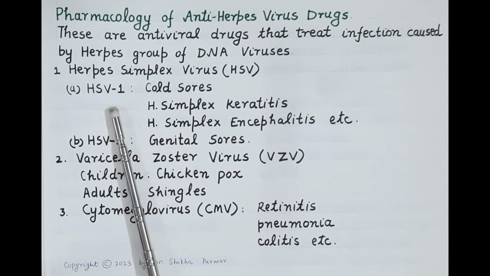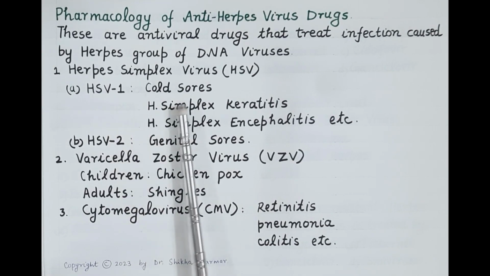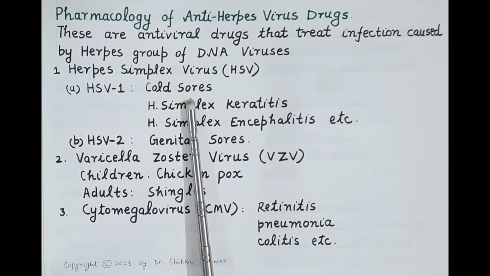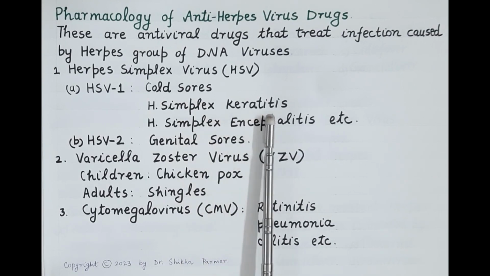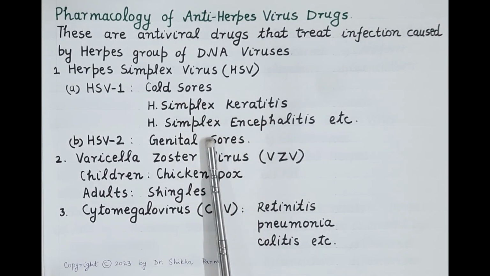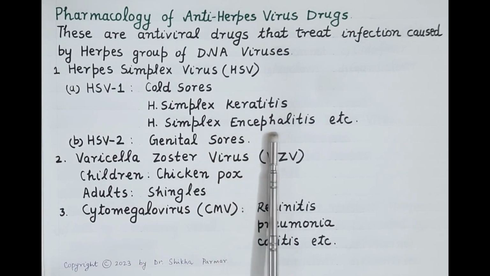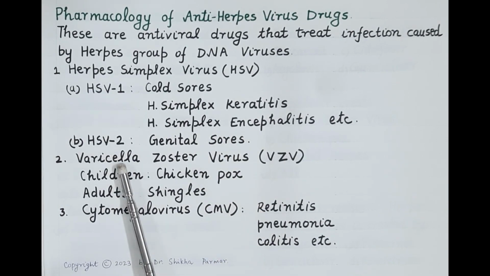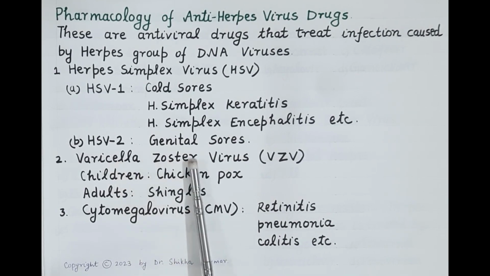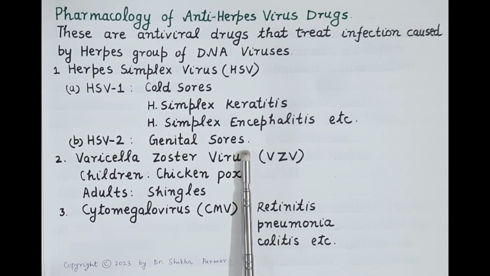Now HSV-1 is also called as oral herpes and it produces infections like cold sores, also known as fever blisters, infection of eye known as herpes simplex keratitis, then infection of brain known as herpes simplex encephalitis. Then HSV-2 is also called as genital herpes and it produces genital sores or genital blisters.